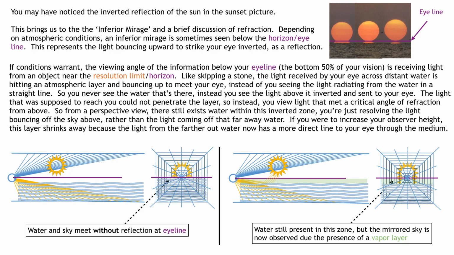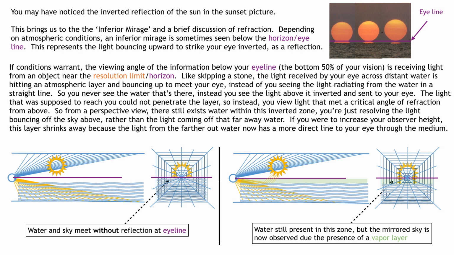So let's talk about the inferior mirage a little bit. You may have noticed an inverted reflection from the last video about where the true horizon line may be with regards to a sunset. So we'll explain that phenomenon here. Depending on atmospheric conditions, an inferior mirage is sometimes seen below the horizon or eye line. This represents the light bouncing upward to strike your eye inverted as a reflection.